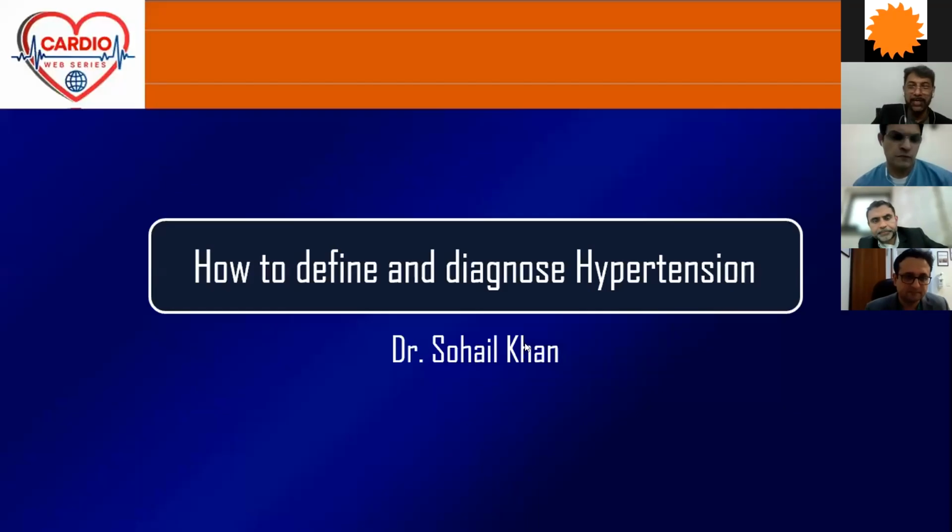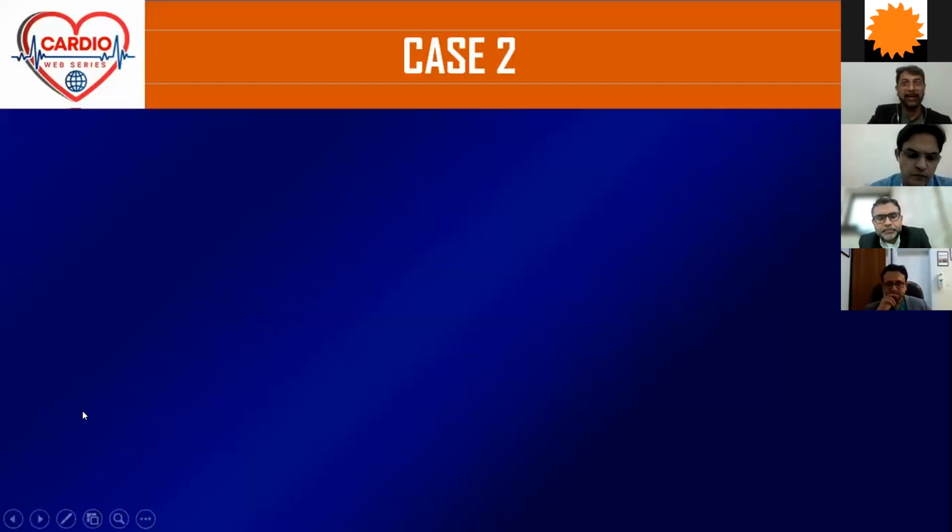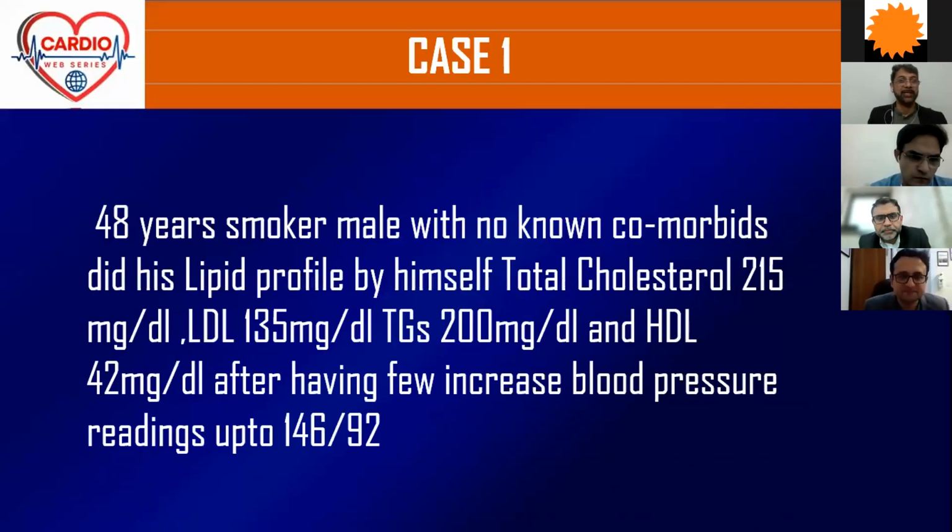I think we are coming to the cases. And as Sohail covered the diagnosis and classification of hypertension, I think I would allow him to discuss this first case. 48 years, smoker male, some dyslipidemia, blood pressure reading 146/92. So how to approach, Sohail, this kind of patient?